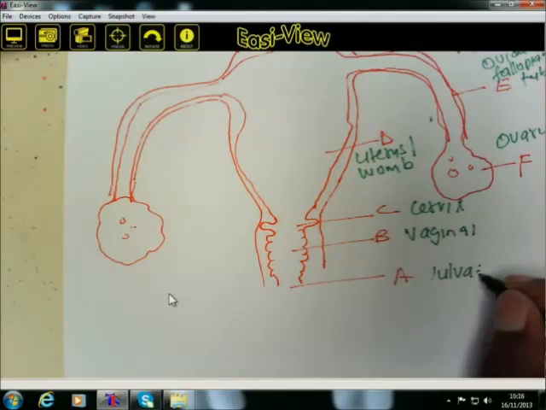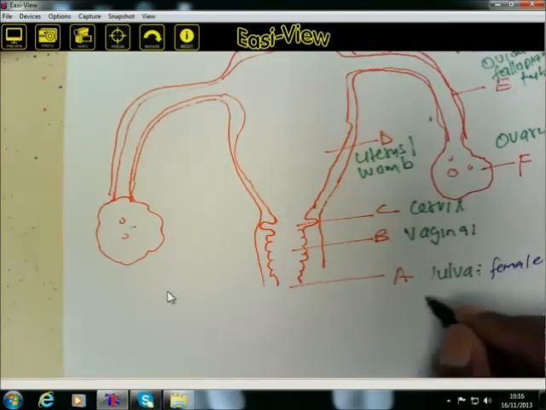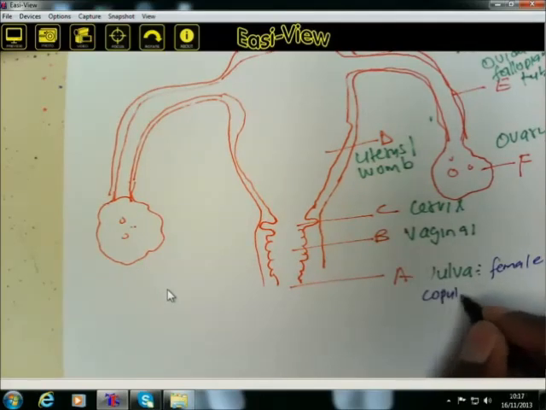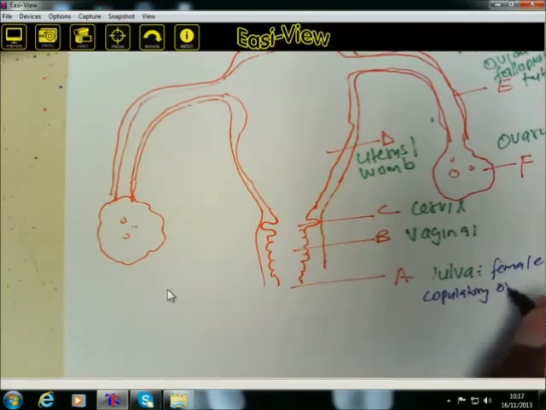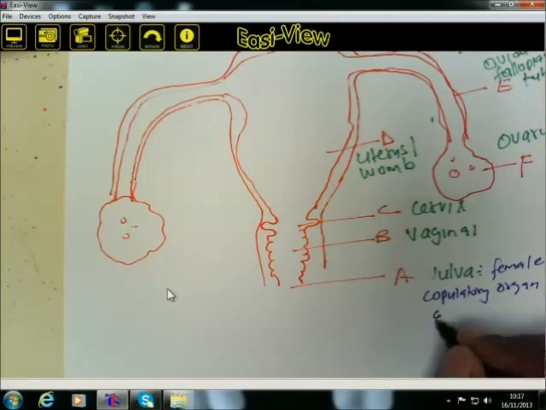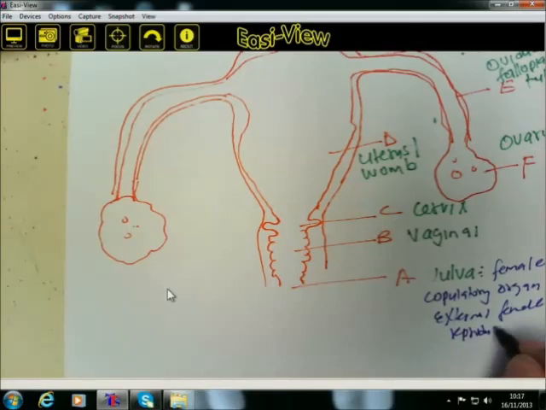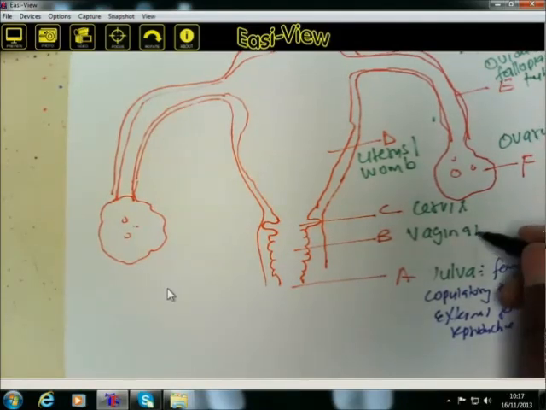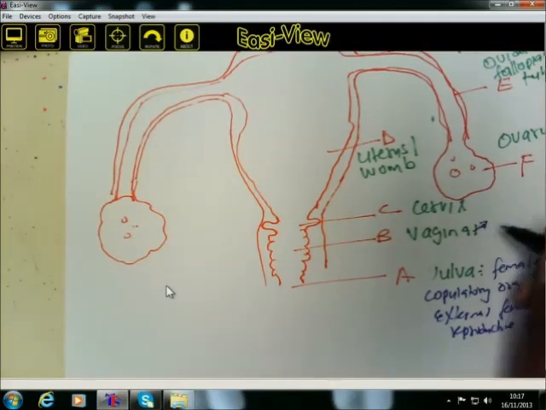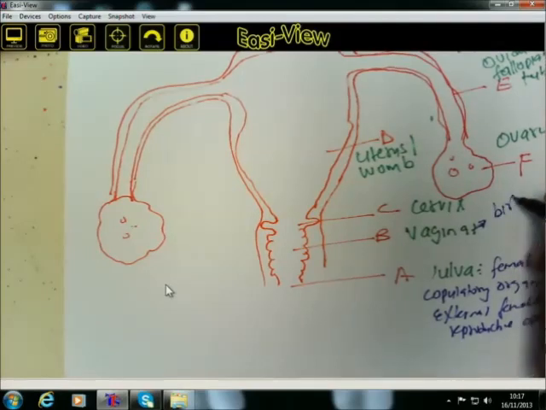The function here, this is called the female copulatory organ, or is called the external female reproductive opening. This is where copulation takes place. Now we've got the vagina. This vagina here is called a birth canal.